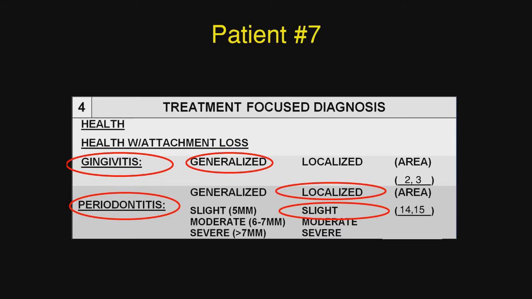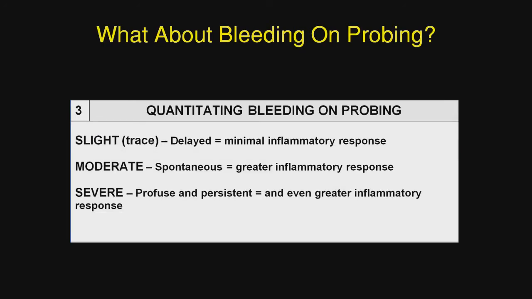This gets into a little more complicated situation. Remember, in the other cases where we had a localized periodontitis, the rest of the mouth was healthy. But on this patient, you've got a generalized gingivitis, and in the areas it's localized and it's slight in the molar areas. So you are going to do scaling throughout the mouth, but in those maxillary molar areas, you're going to do root planing, and because it's slight, as we've talked about earlier, in all probability, no surgery is going to be necessary. What about bleeding on probing?